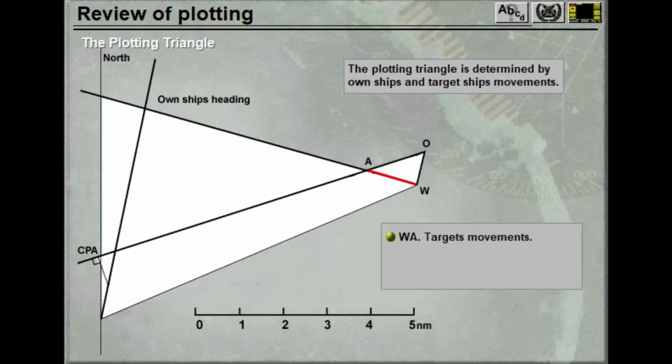WA represents the target's movements during the period of observation. WO represents the own ship's movements during the period of observation, while OA represents the target's relative movements during the period of observation.